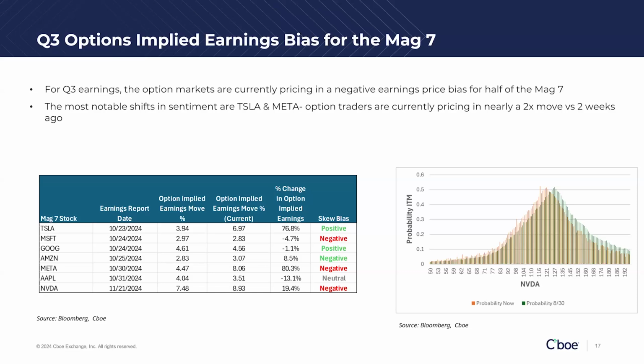So on the graph on the right-hand side, what we have is an implied probability distribution for NVIDIA, which basically shows for any given target stock price, what the expectation the option market has of hitting that particular stock price. And the main takeaway is that, 2 weeks going into NVIDIA's earnings, option traders were pricing in a much lower probability of NVIDIA hitting any particular stock price than they did a month and a half ago.